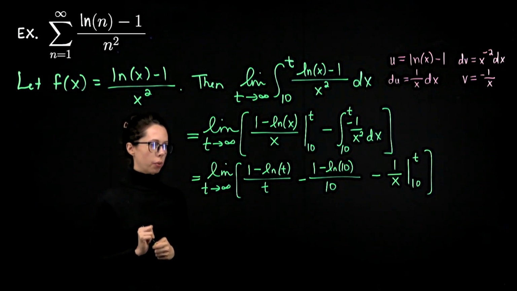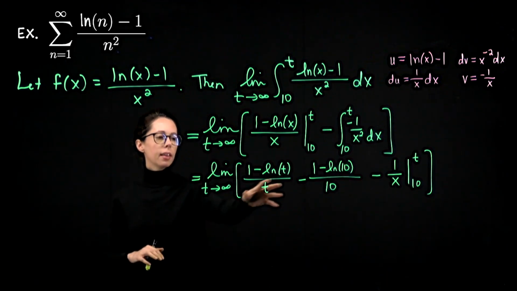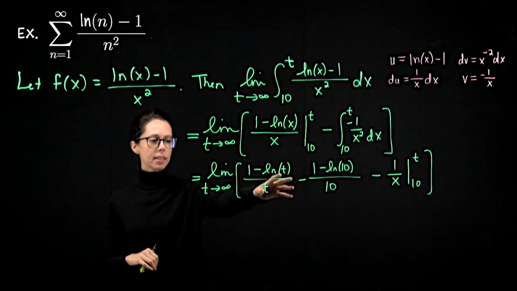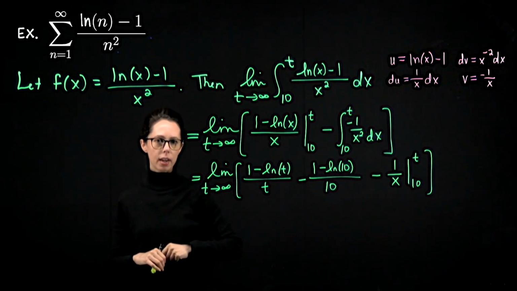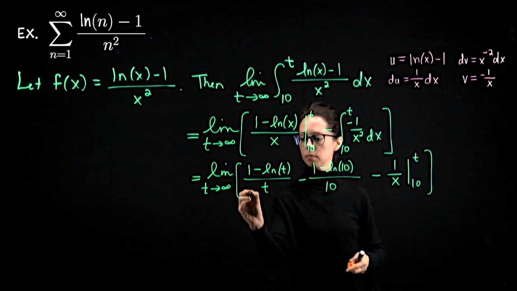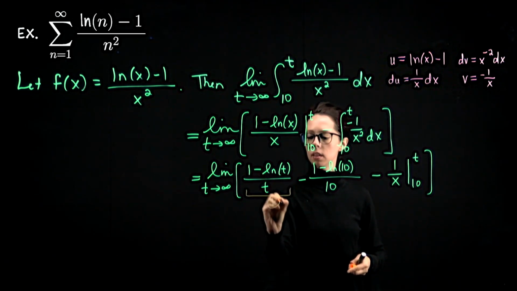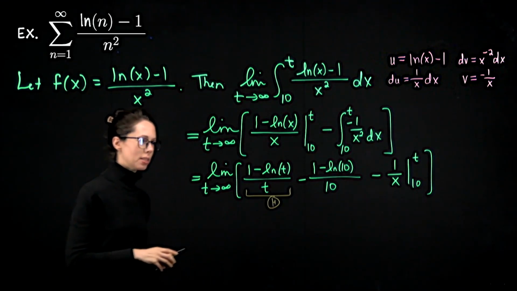Okay, so what we will do here is leave this alone. This is a number. This is an indeterminate form. As t goes to infinity, the top goes to negative infinity and the bottom goes to infinity. So I will do L'Hopital's rule on this expression. One round of L'Hopital's rule should give it to us.